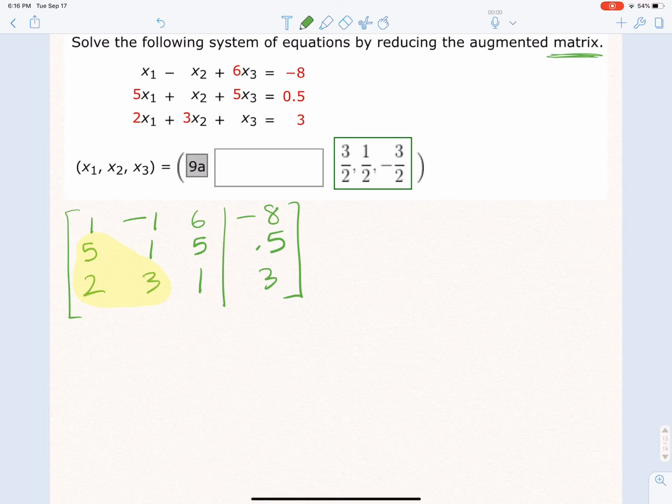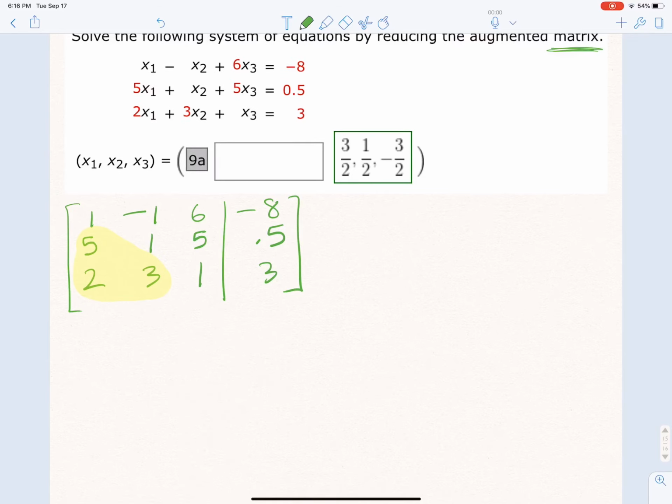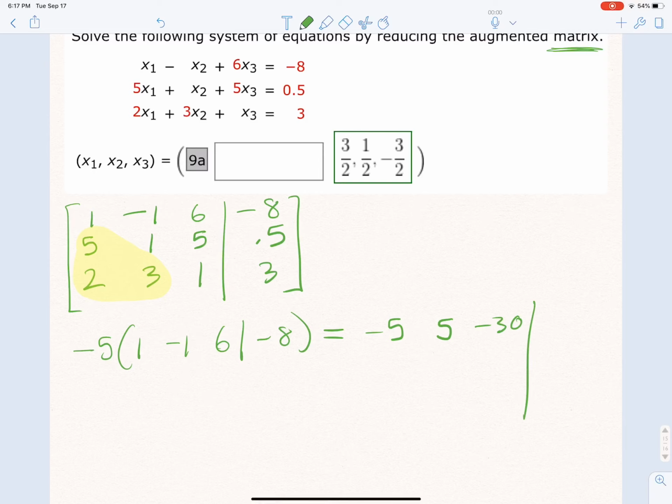I'm going to use the first row to get rid of the 5. So I'm going to multiply the first row by what? -5. So -5 times 1, -1, 6, and -8. Now, okay, let's see. What is this? -5, 5, -30, and what? 40? Below that, I'm going to put the second row, right? The second row is 5, 1, 5, and 0.5. Oh my goodness, we have decimals. Not fun. Okay, now I'm going to add these together.